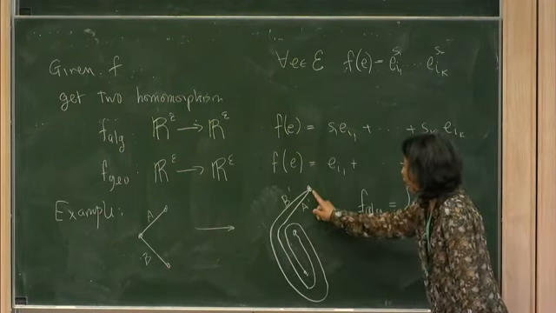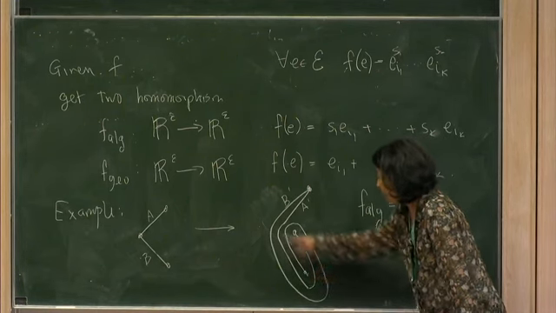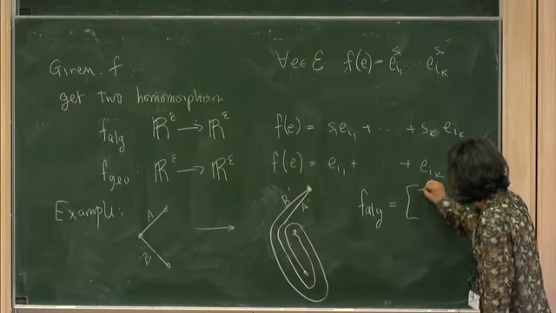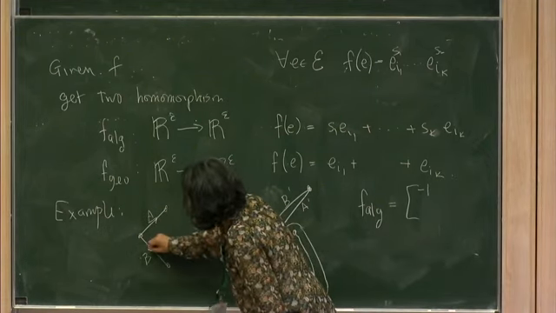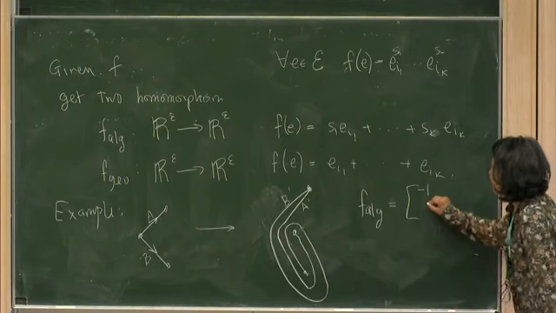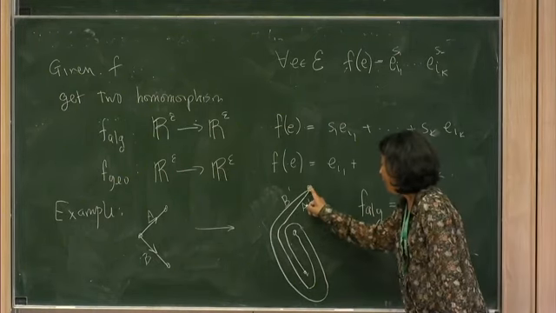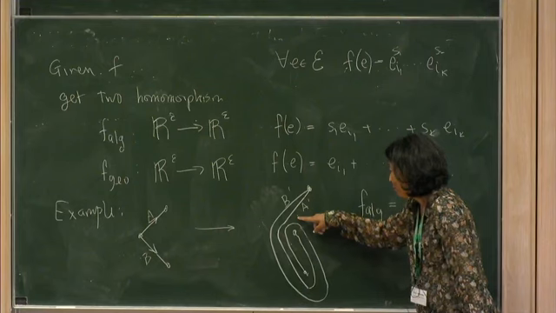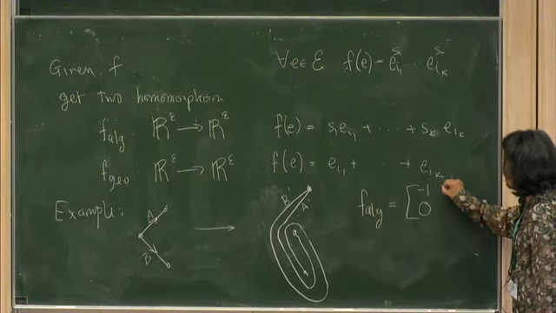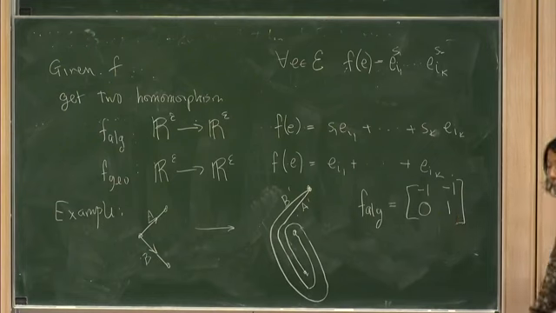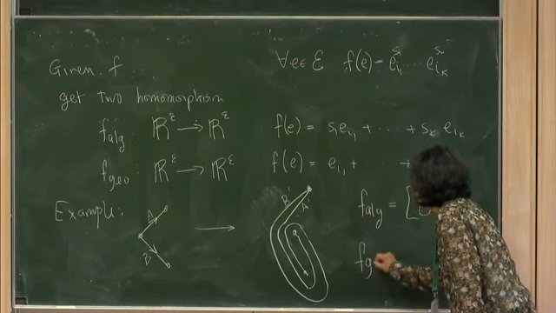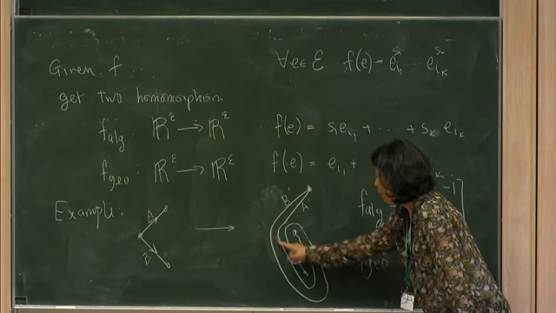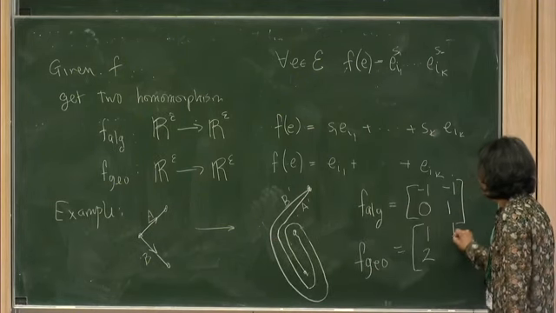So A goes to this, but these cancel because they're the same edge, one going one way, one going the other. So it would be -1. Sorry, I'm assuming these orientations here. So it would be -1, 0, and B would be -1, and then 1, -1, 1 on the B side. So it would be -1, 1, like that. Whereas f_geo, you just count, so A would go 1, 2, and B is 1, 3.